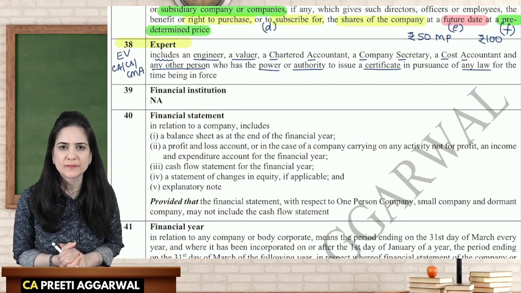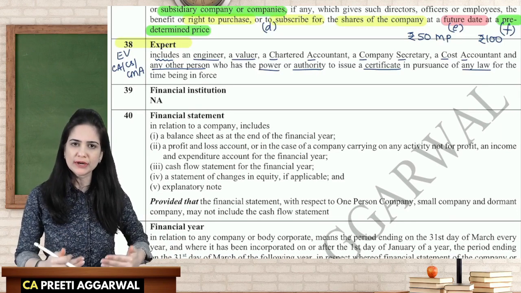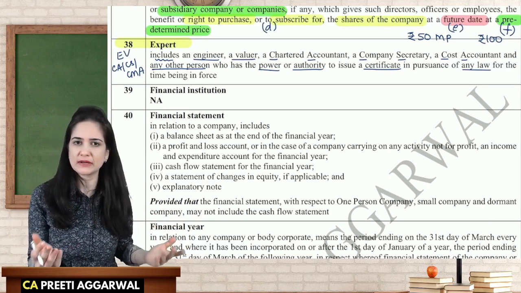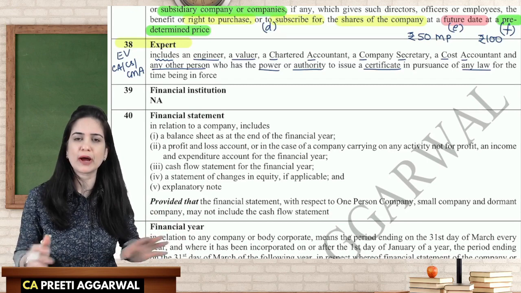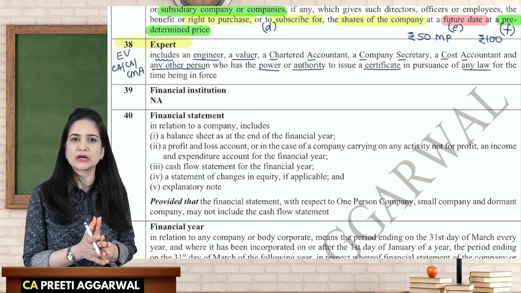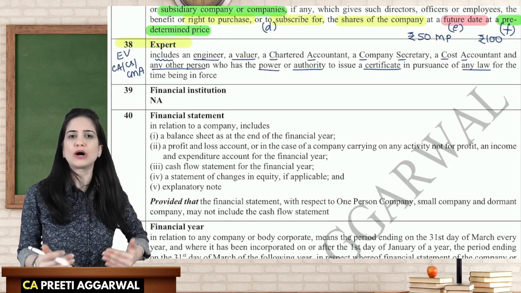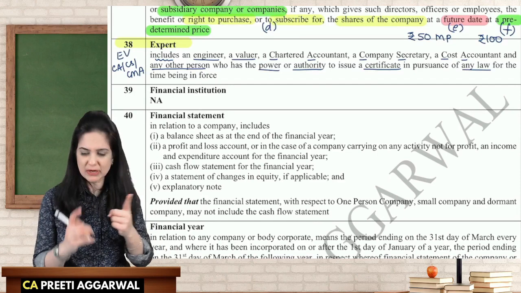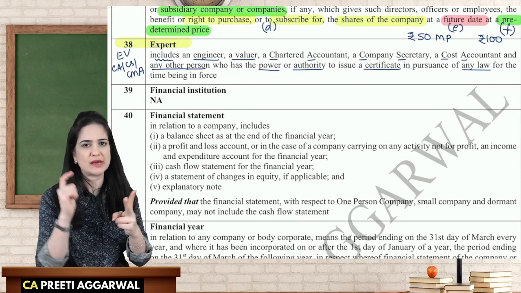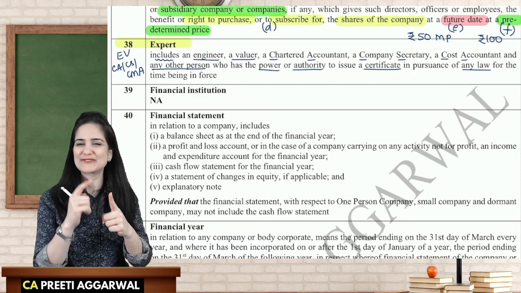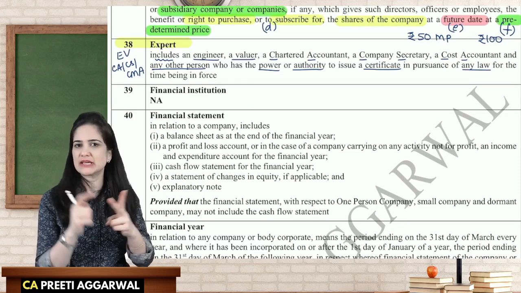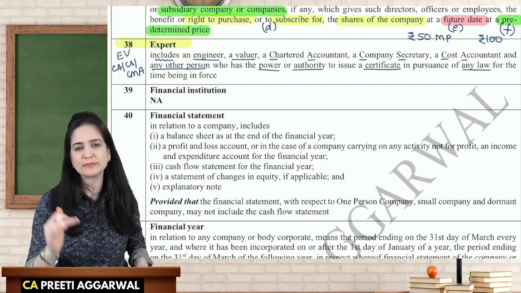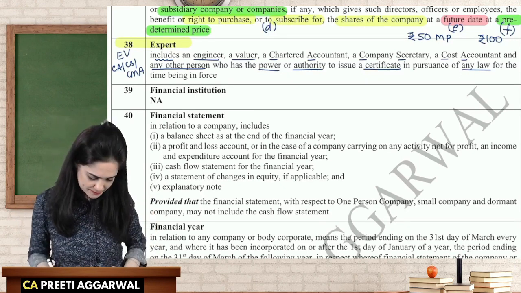Let's say I'm an architect and my law has given me the authority to issue a certificate. I'm an expert. Doctor, yes, you must have obtained a doctor's certificate at some point in your life. So if my law allows me the authority to issue a certificate, I'm an expert. So who is an expert? E, V, CA, CS, CMA. E is for engineer, V is for valuer, CA, CS, CMA. Any person who has the authority or the right to issue a certificate in pursuance of any law for the time being in force. Okay.